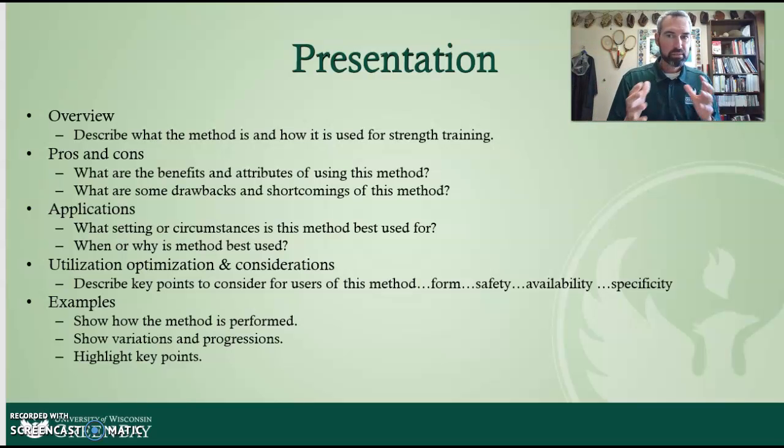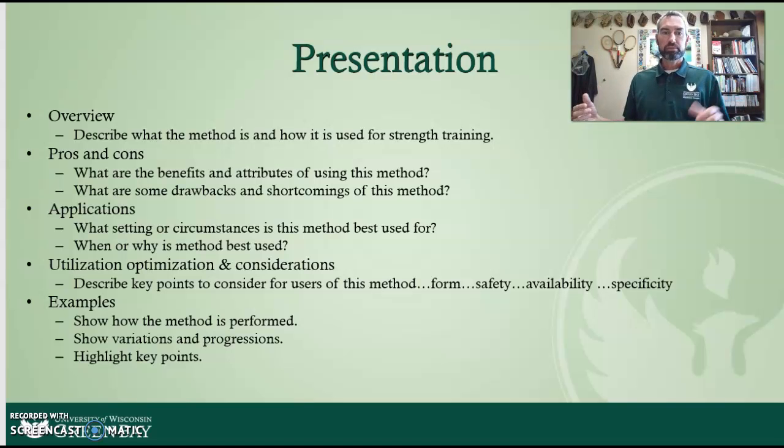What are some of the downsides to it? When is this best used, right? The applications. Why would we consider using these things? Perhaps at what point in the training season would we do this? Utilization, optimization, and considerations. So maybe what are some key points to use this? Maybe highlight some different form or safety things. How does this help with sport specificity, perhaps?